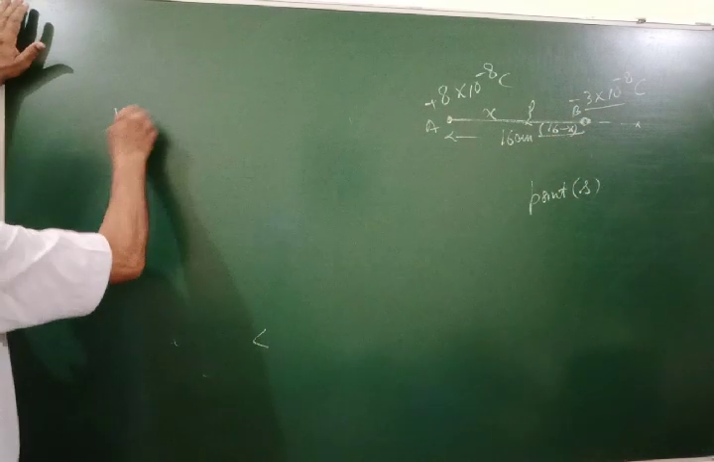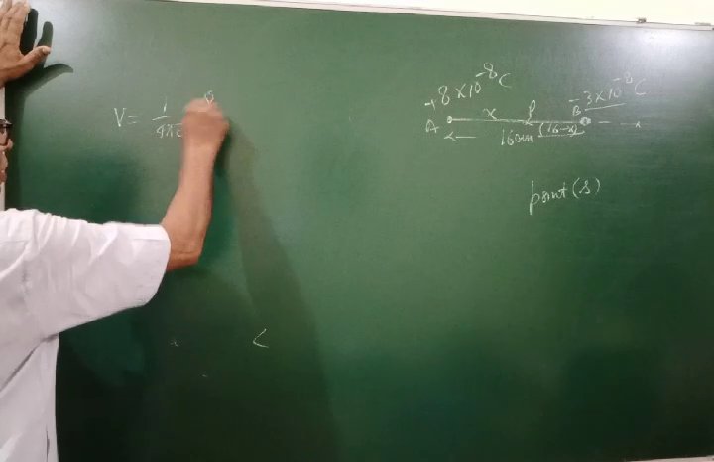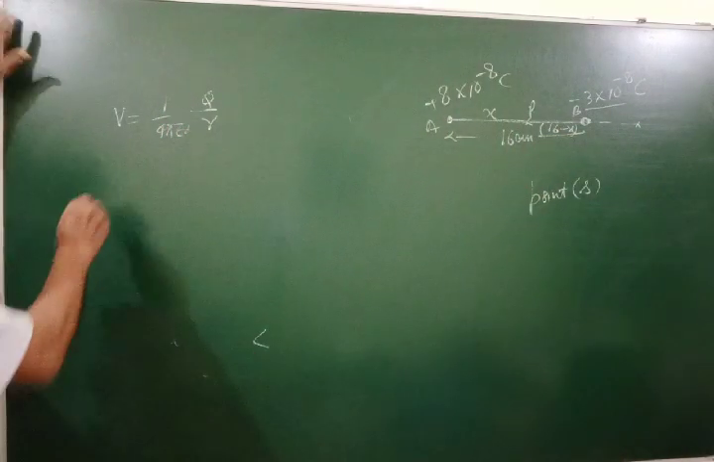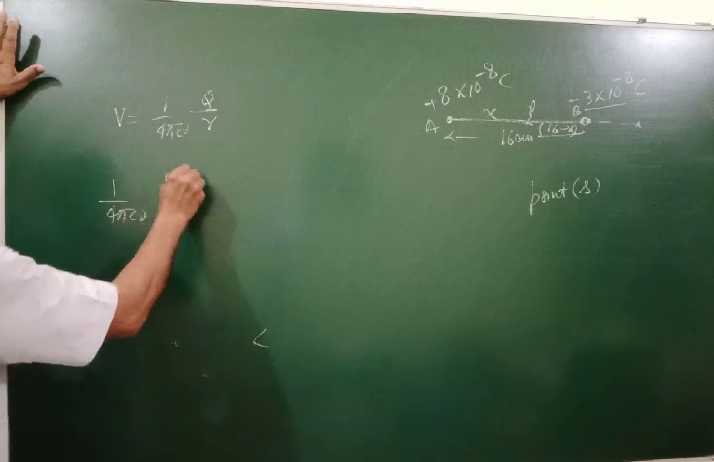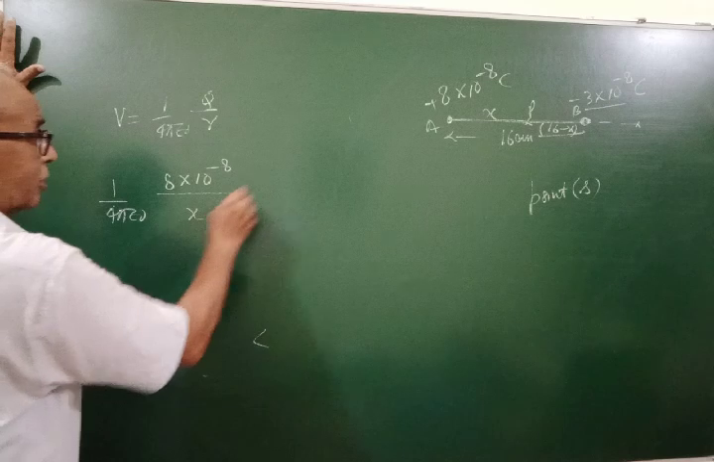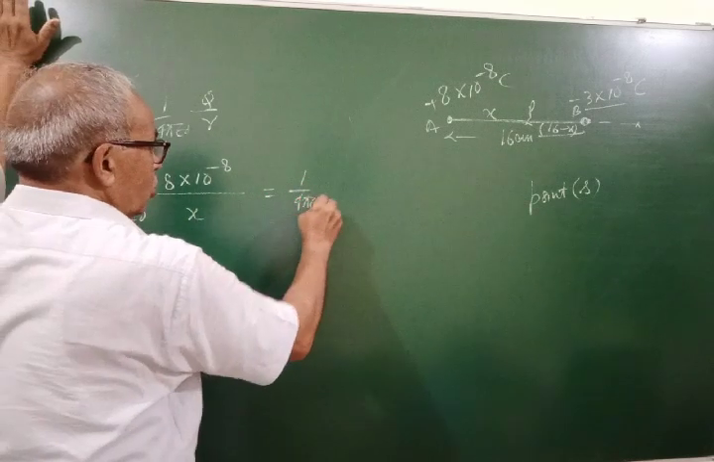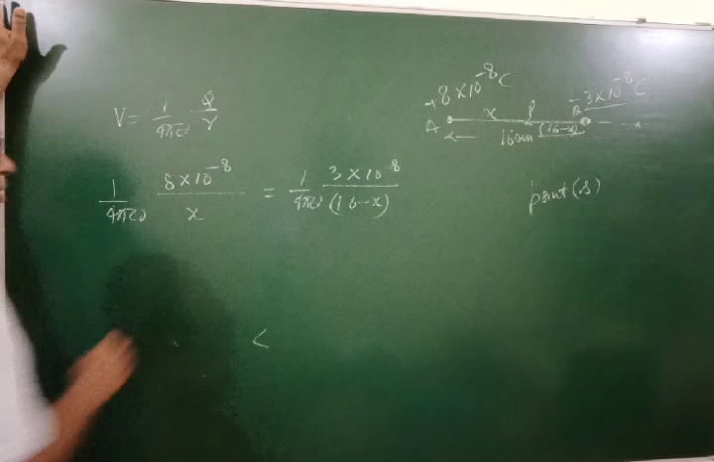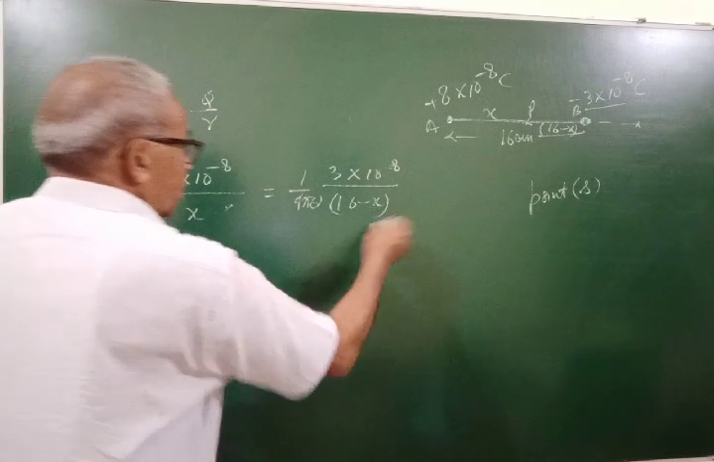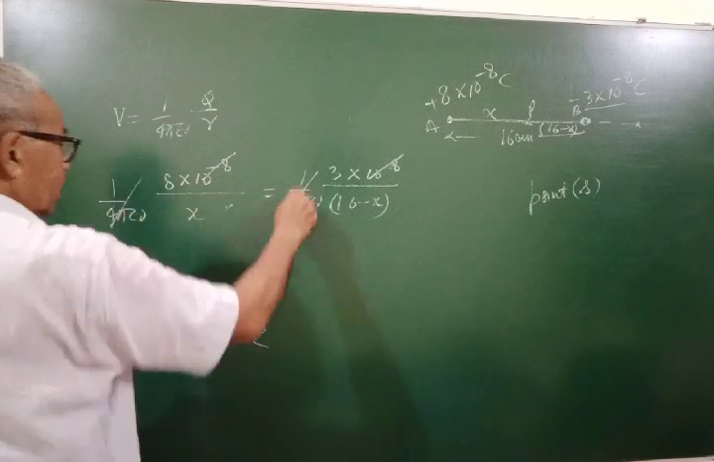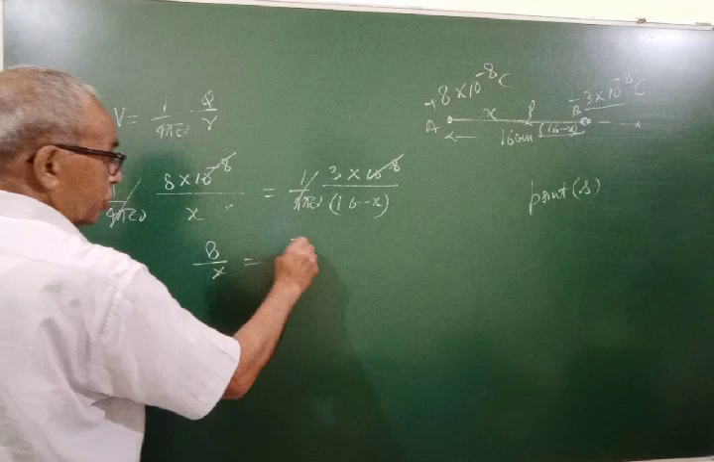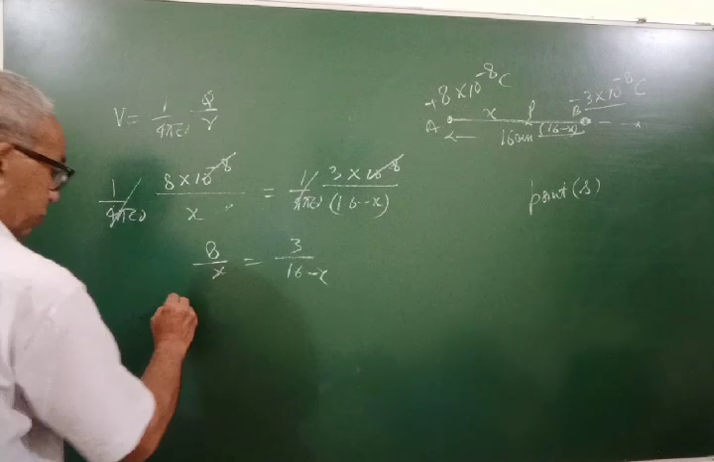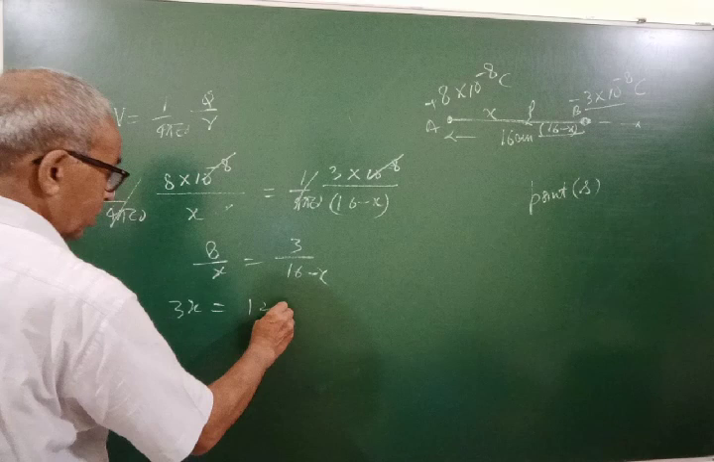So we know V equal to 1 upon 4 pi epsilon 0 q by r. Their sum is 0, meaning their magnitudes are equal, and hence 1 upon 4 pi epsilon 0 8 into 10 to the power minus 8 upon x is equal to 1 upon 4 pi epsilon 0 3 into 10 to the power minus 8 upon 16 minus x. For centimeter there is no need to convert, because if you convert them into meter, the powers cancel. This cancels. 8 upon x equals 3 upon 16 minus x. Cross multiply. 3x equals 128 minus 8x.